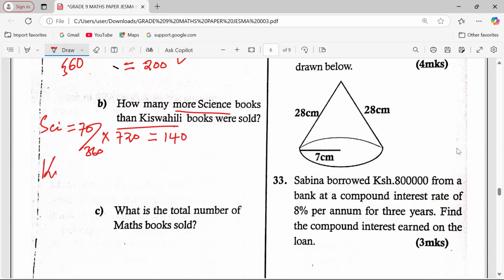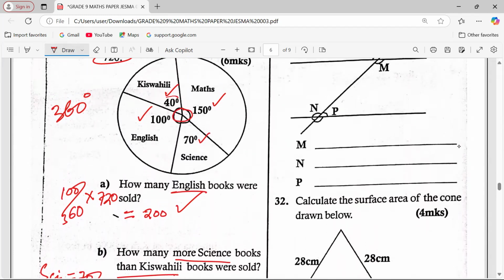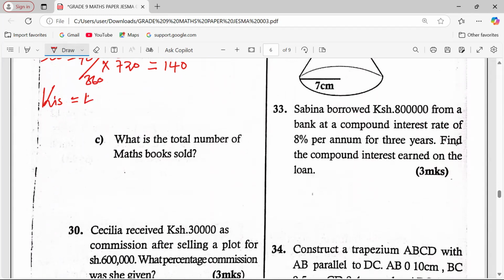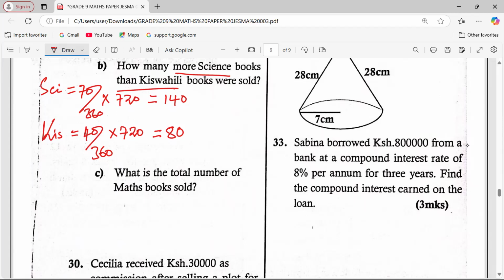Then Kiswahili is going to have a proportion which is equivalent to 40. So 40 over 360 multiplied by 720. This is going to give us 80 books. Therefore, how many more science books than Kiswahili books? This means now the difference. So we have to take 140, we subtract 80, and we get 60 books.